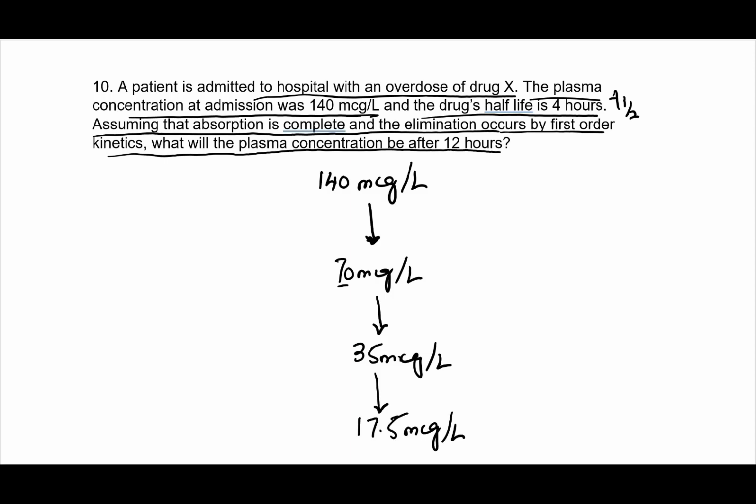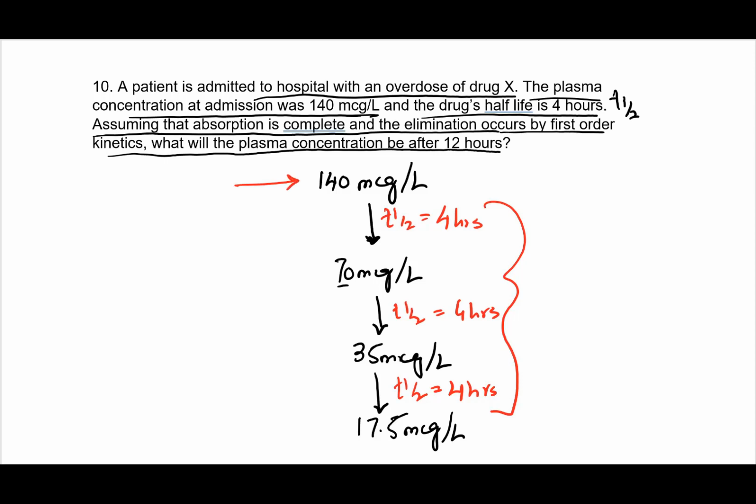So this is after the first half-life, this is after the second half-life, this is after the third half-life, and every half-life is about 4 hours. So 4 hours, after 4 hours, after 4 hours, and that means after 12 hours. I can see here that after 3 half-lives, or in other words after 12 hours, the plasma concentration of the drug will be reduced from 140 mcg to 17.5 mcg per liter. So it's a fairly simple calculation, but you need to understand what's going on in the question. I hope that was clear.